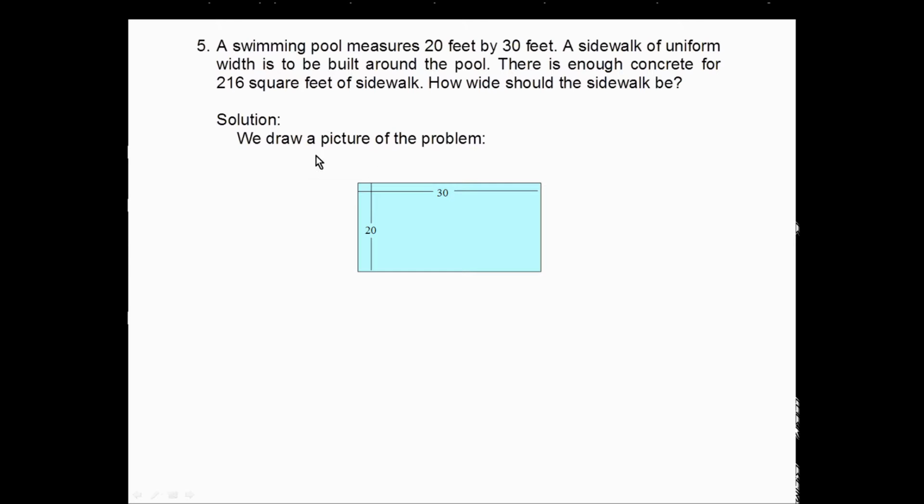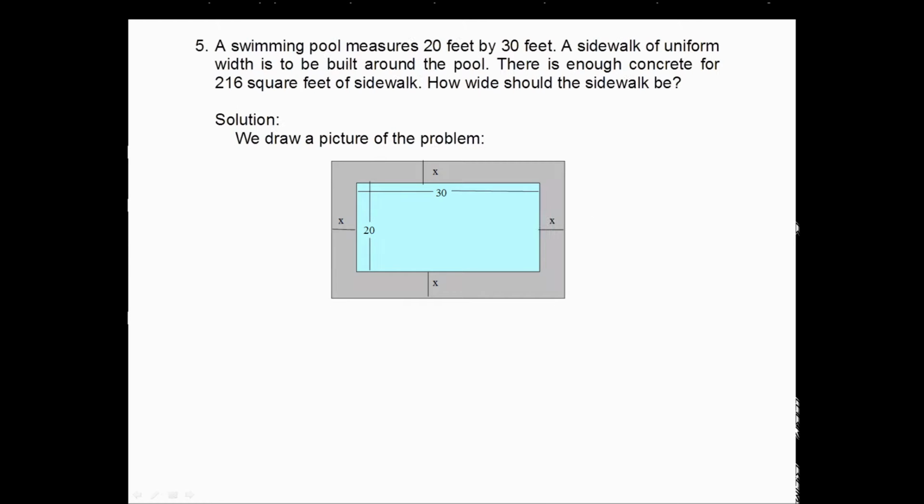So I'm putting a sidewalk around this guy. So the gray area is the sidewalk. Okay, and the width of the sidewalk is X all the way around. Now, if I did not tell you that I had a sidewalk around a swimming pool, hopefully you can see that I do have 2 rectangles, a small one and a big one. Also, you might say, well, that looks like a picture inside of a picture frame.